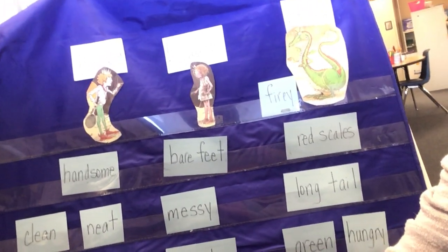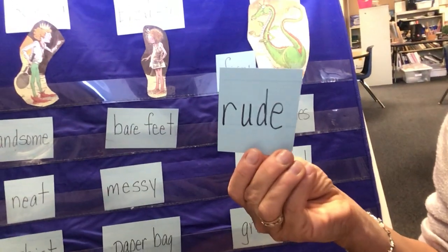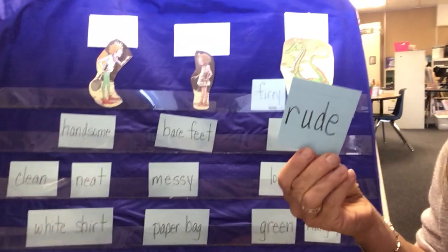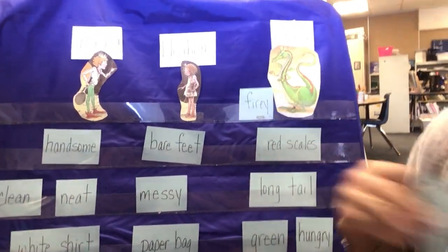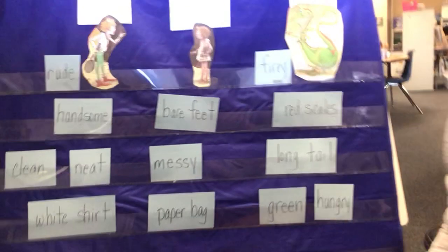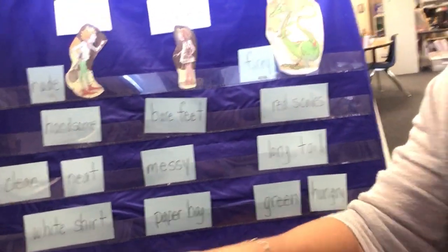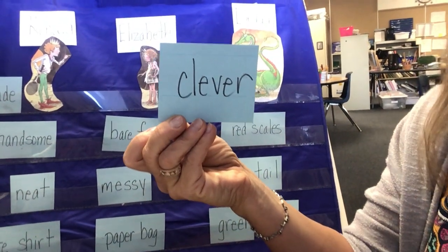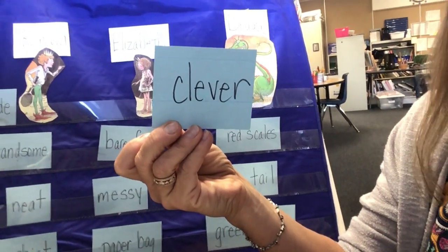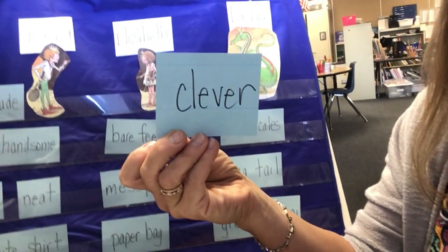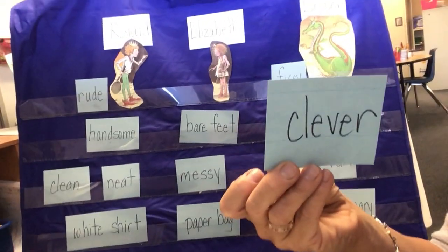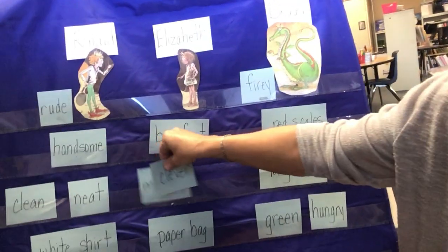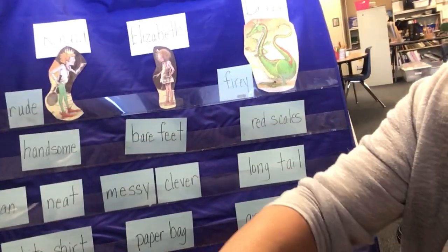Who in here is rude? Rude is when somebody does something nice for you and you don't appreciate it. You betcha. That is Ronald. Ronald, I think, is rude. And who in here is clever? Clever means you're pretty tricky and you know how to get something that you really want. Who got something that they really wanted by tricking someone? You're right. That is Princess Elizabeth. She's clever.